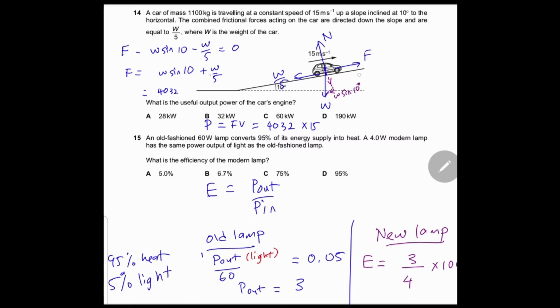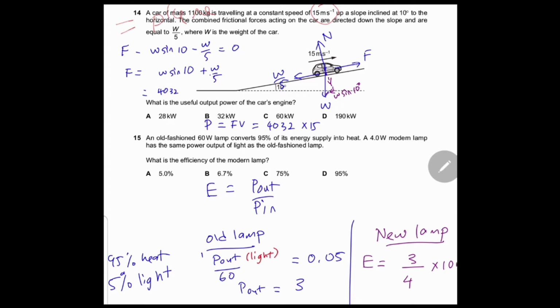Now remember to draw a free body diagram. You have an exerted force F, you have your weight, you have a normal reaction, and you have a combined frictional force, which is W over 5. So what we can say is, if it is moving upwards with a constant speed of 15 meters per second, if you resolve parallel to the plane, your resultant force will be 0.